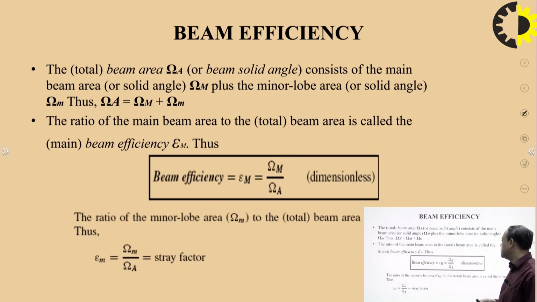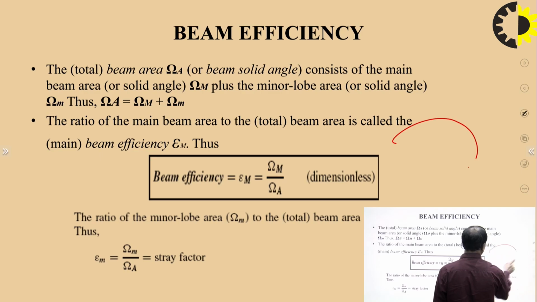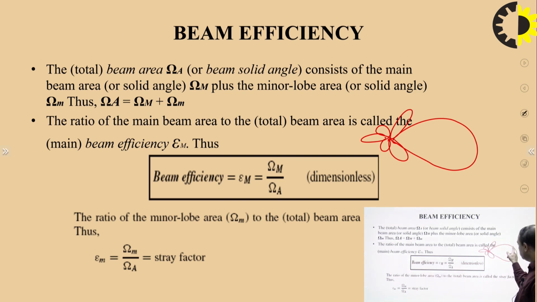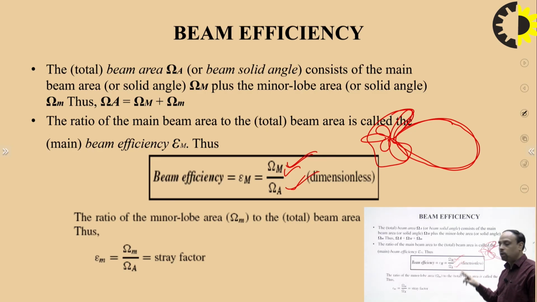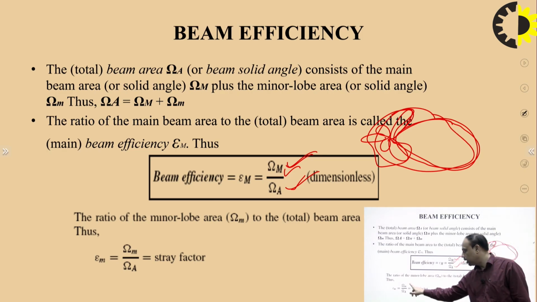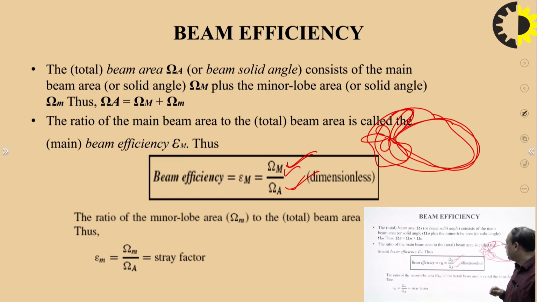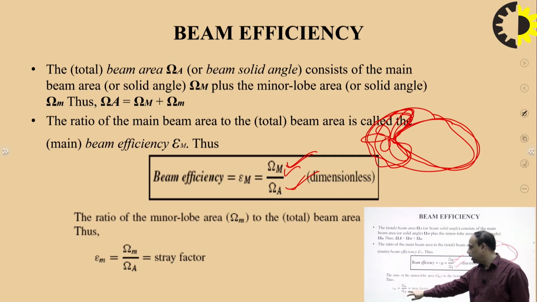Then beam efficiency. If we have the main beam like this and the side lobes or side beams like this, then the beam efficiency is the beam area of the main beam over the total beam area, including all the side beams. The stray factor is the opposite of the beam efficiency, which is the side lobes beam area divided by the total beam area.